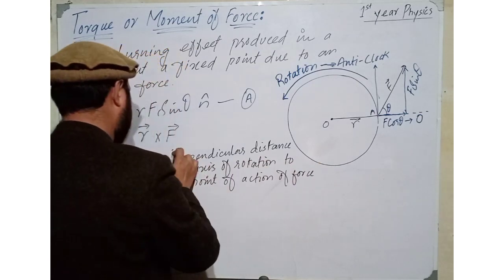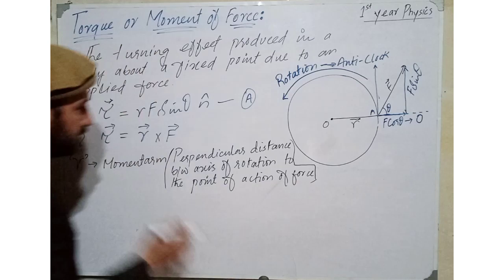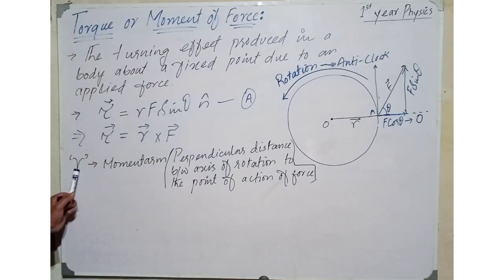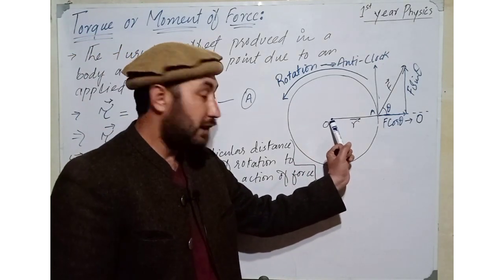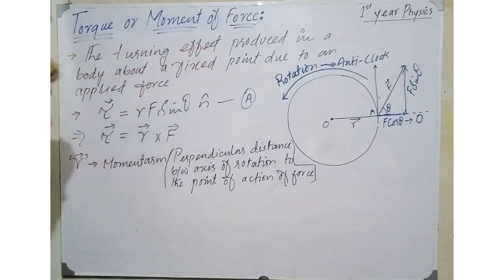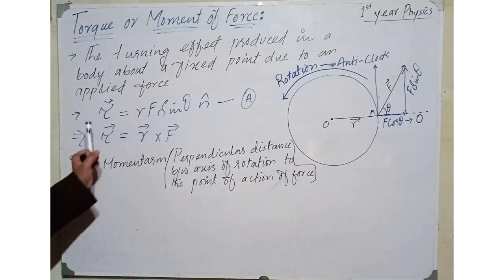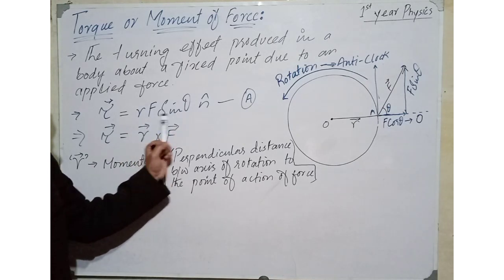Okay, so this is what we call moment arm R. It is a kind of vector, right? It is actually a position vector between the point of action of force and the axis of rotation. Now, from equation A we can see that we have three variables: R, F and theta.